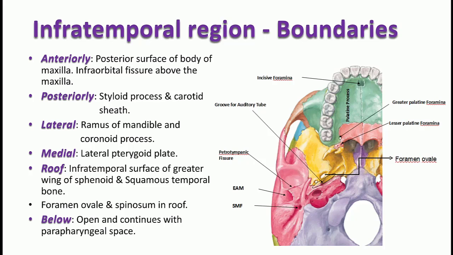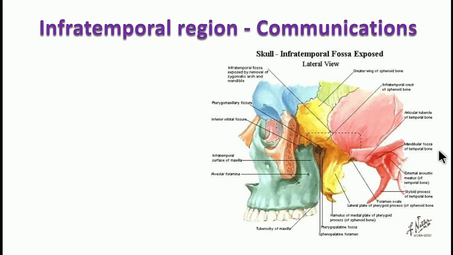Okay. So now coming to the communications of this infratemporal fossa. Before that, I will again quickly repeat the boundaries. Anteriorly by the posterior surface of the body of the maxilla. Then posteriorly you have the styloid process with the carotid sheath. Medially you have the lateral pterygoid plate. Laterally what you have is the ramus of the mandible. Below it is open and it is continuous with the parapharyngeal space.